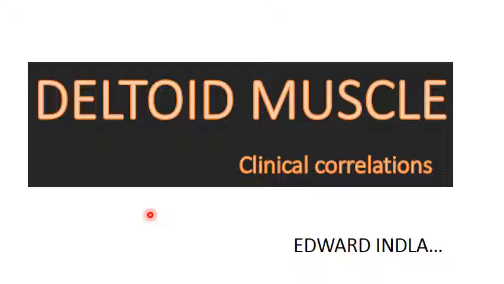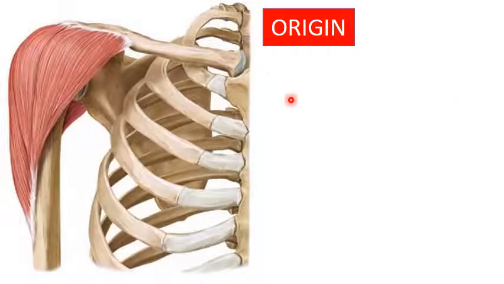So far we have discussed different topics in our previous sessions. From this day we are going to discuss each and every muscle: origin, insertion, nerve supply and action, and also the clinical correlations of that respective muscle. In today's class, the first and foremost thing we are going to see is the origin of the deltoid muscle.